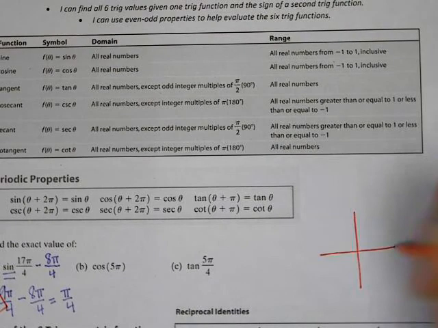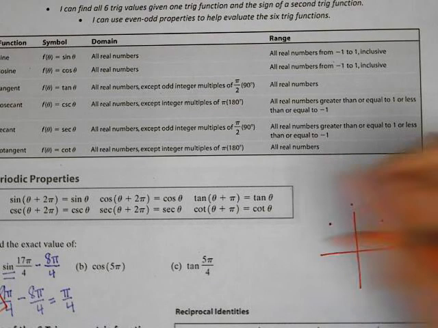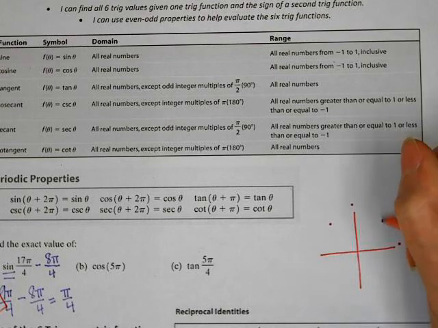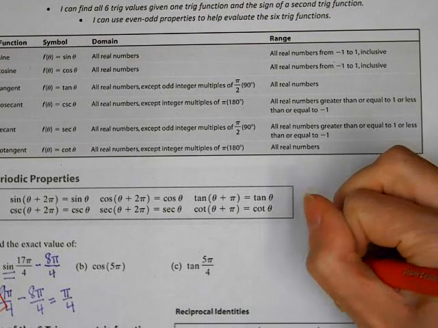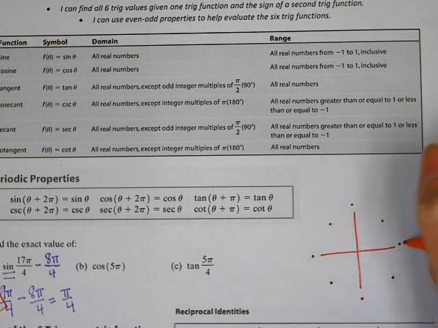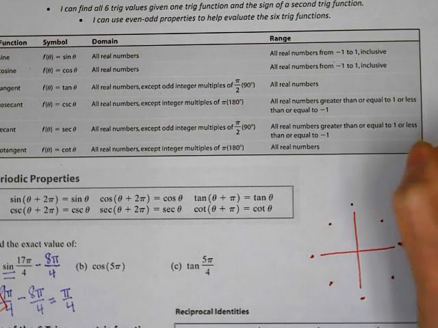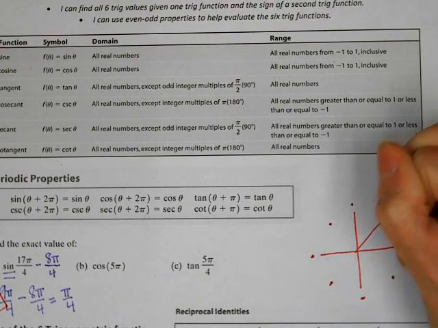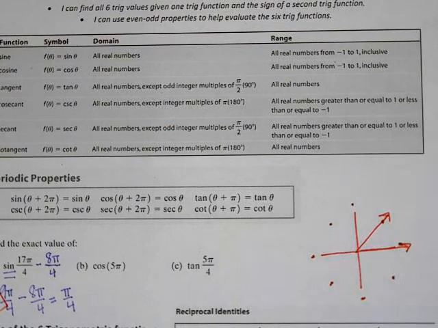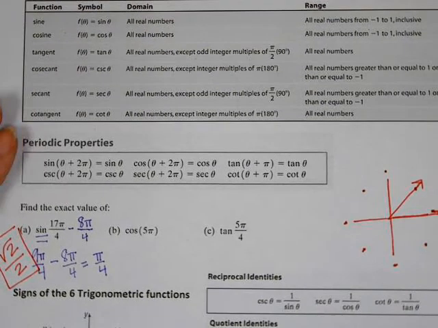To be honest with you, here's another way. Just keep counting by pi over 4s. 1 pi over 4, 2 pi over 4, 3 pi over 4, 4 pi over 4, 5 pi over 4, 6 pi over 4, 7 pi over 4, 8, 9, 10, 11, 12, 13, 14, 15, 16, 17 pi over 4 would be here at pi over 4. So there's another way to do it. That was probably really annoying.